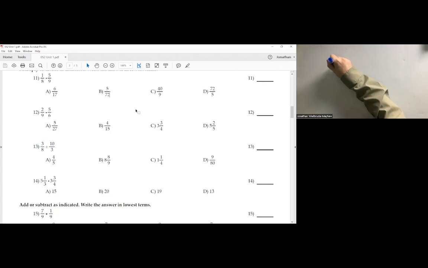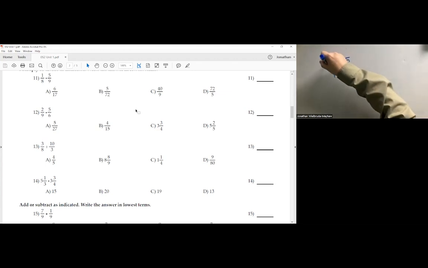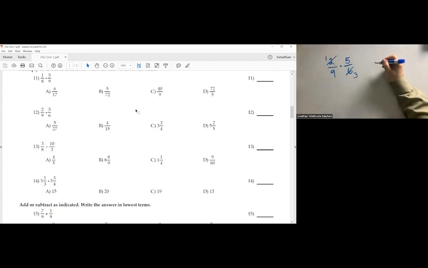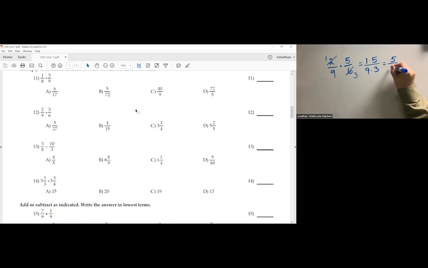Number 12, 2/9 times 5/6. This time we do have something that cancels on the top and on the bottom. 2 and 6 are both divisible by 2. 2 divided by 2 is 1. 6 divided by 2 is 3. Nothing else cancels. We have 1 times 5 over 9 times 3, which is 5/27.